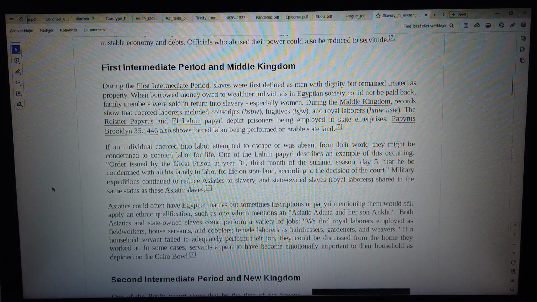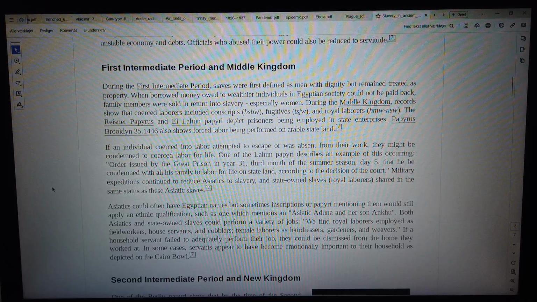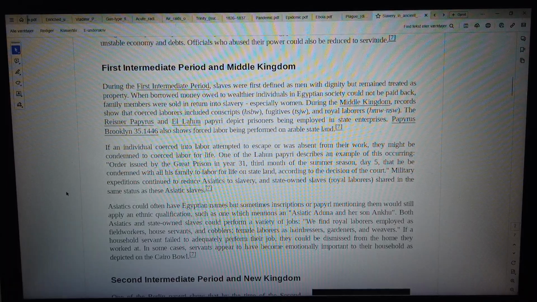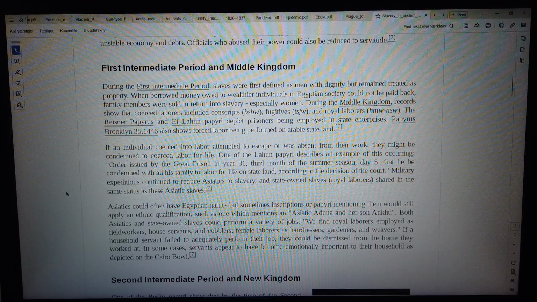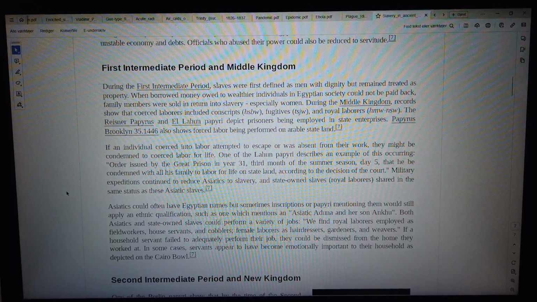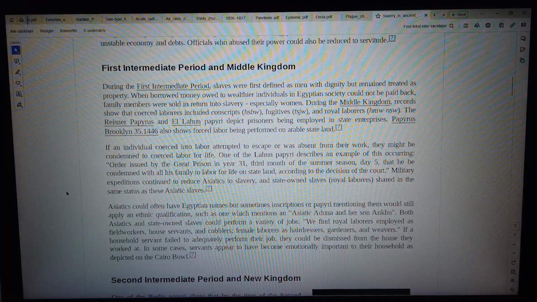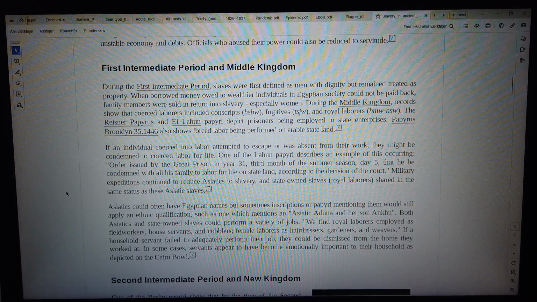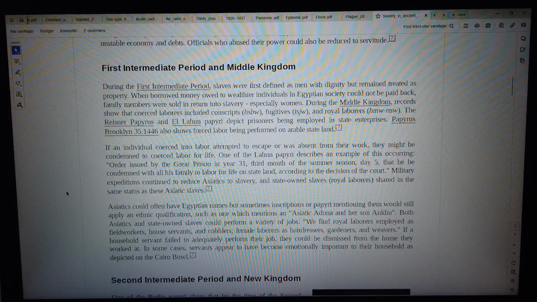During the Middle Kingdom, records show that coerced laborers included conscripts, HSBW, fugitives, TSJW, and royal laborers, HMWNSW. The Reisner Papyrus and El La'an Papyri depict prisoners being employed in state enterprises. Papyrus Brooklyn 35.1446 also shows forced labor being performed on arable state land.